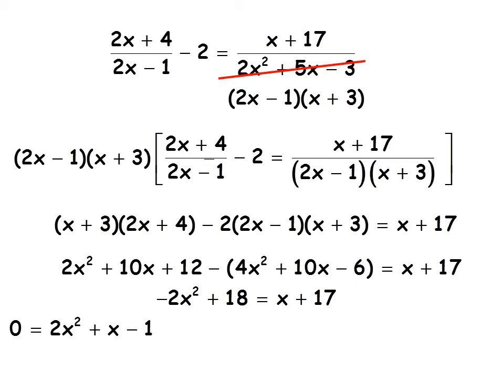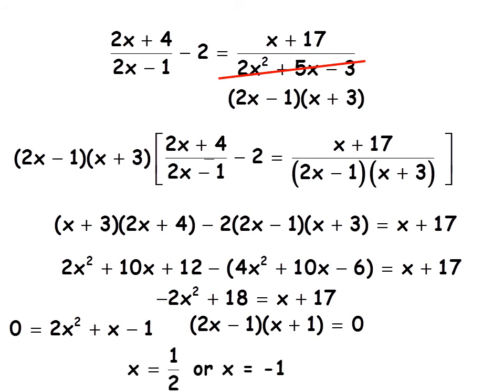You will have, again, a quadratic equation that you will need to factor and solve. You have two answers, x equals 1/2 or x equals -1. But when you check your answer, you can see that the 1/2 would make your denominator equal to 0. So that's extraneous, and your only solution is x equals -1. Let me know if you have any questions. I'll be happy to help you.